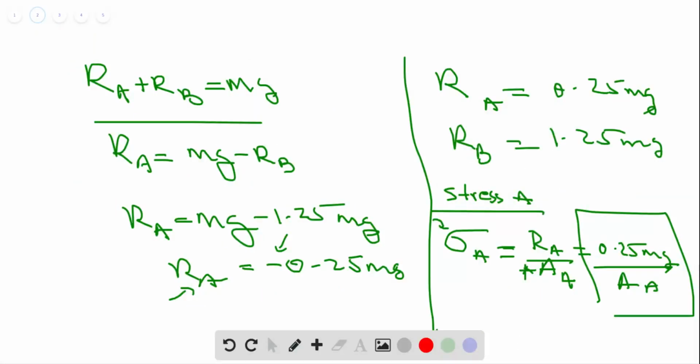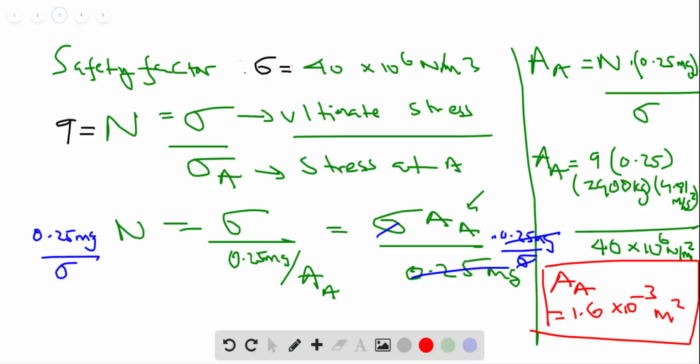And then after that, we have to use the stress at A to determine the relationship between the reaction at A and the area at A. That way we expose a formula for the area at A. And that formula is the safety factor, the reaction at A, and the ultimate stress. We end up getting 1.6 times 10 to the negative 3 meters squared.